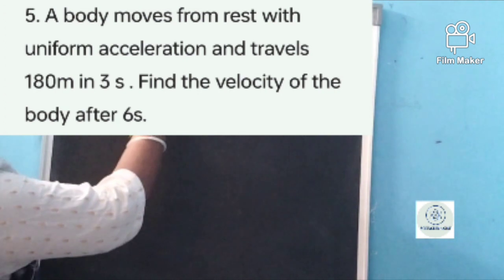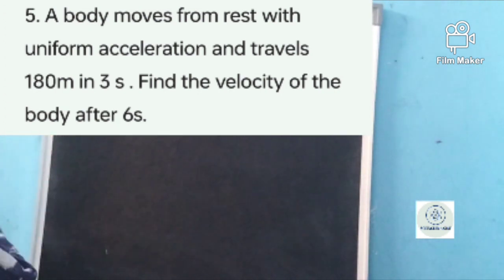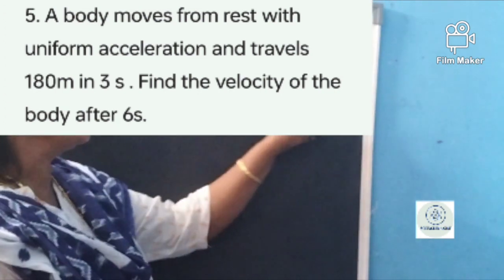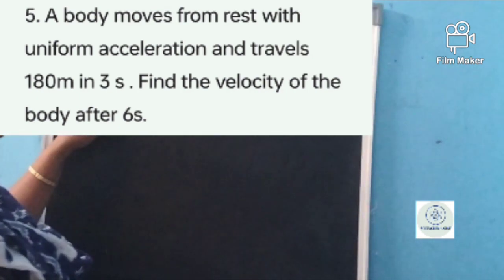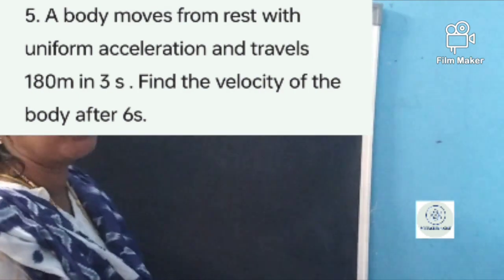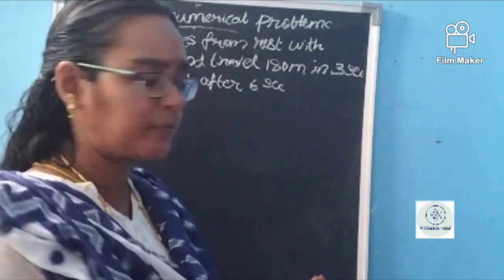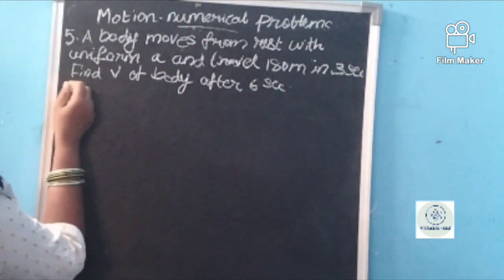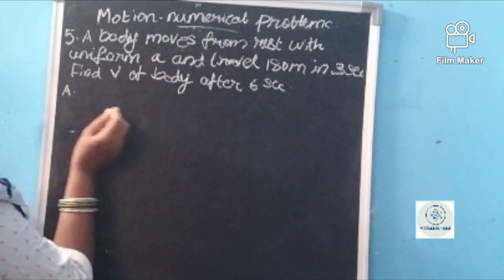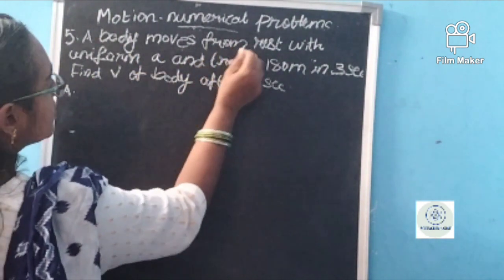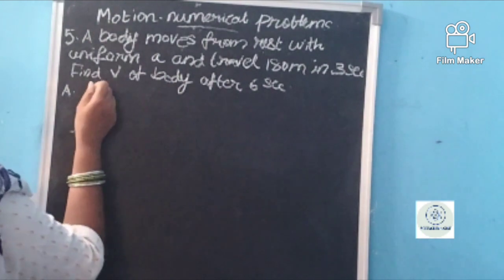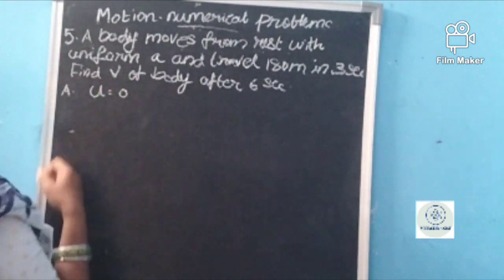A body moves from rest with a uniform acceleration and travels 180 meter in 3 seconds. Find the final velocity of the body after 6 seconds. Okay. This is the question. What is the first step we have to write? We have to write all the values which we know. What are the things? Moves from rest. So what will be u? Initial velocity will be equal to 0.